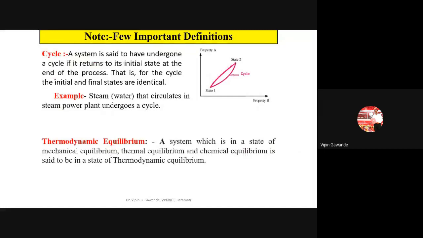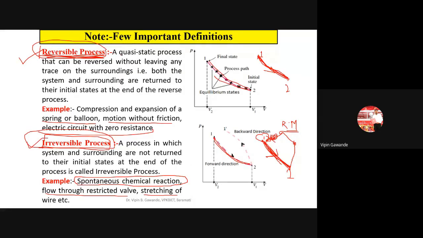Now, what does a cycle mean? It is again the same thing. A cycle means you are going from one position to another position and coming back to the original position. So we call that a cycle. It is just similar to the reversible process. In a reversible process, we are following the same route.